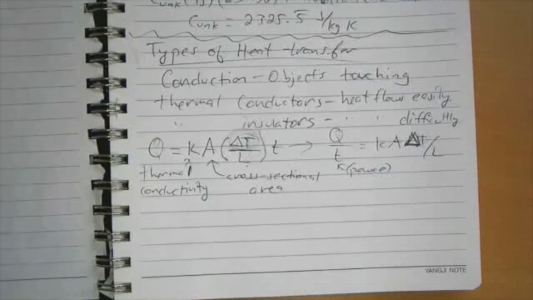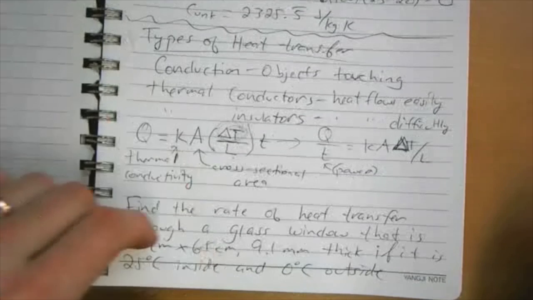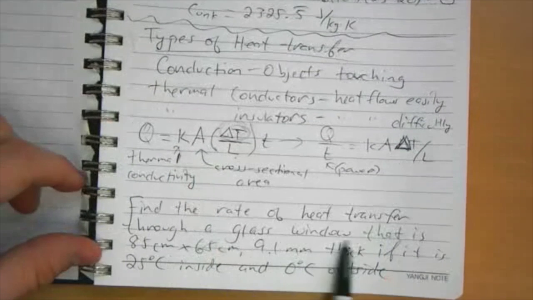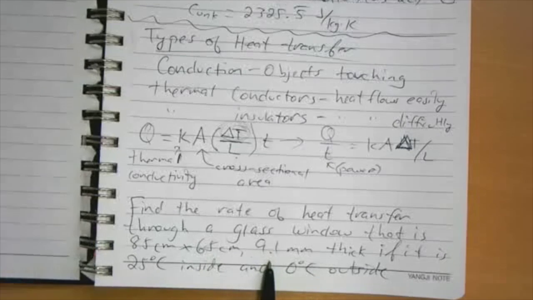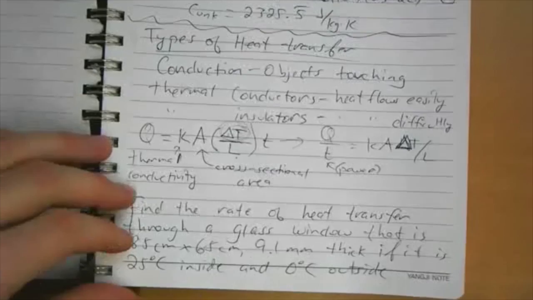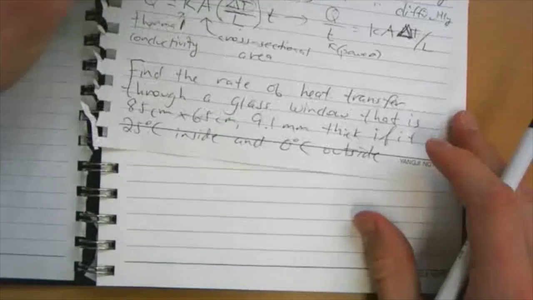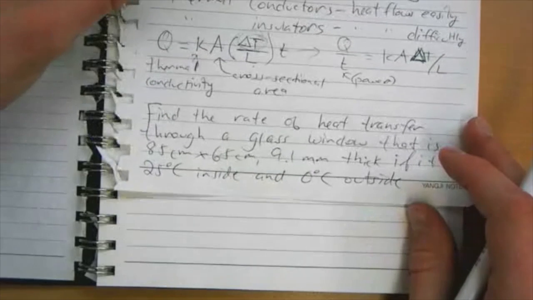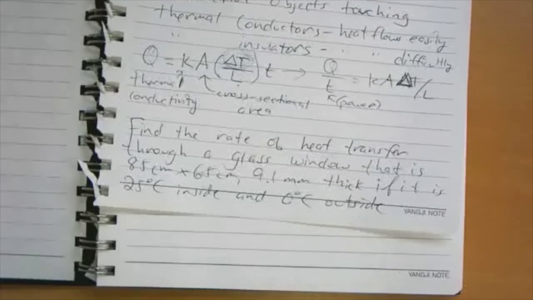For example, let's say we want to find the rate of heat transfer through a glass window that is 85 centimeters by 65 centimeters, and it's 9.1 millimeters thick. It's 25 degrees inside and 0 degrees outside. Well, there is a table in your book, and I didn't write down the page number. There's a table in your book that lists coefficients of thermal conductivity. So you can figure out where that is and consult it. On a test or quiz, I'll give you the different rates.